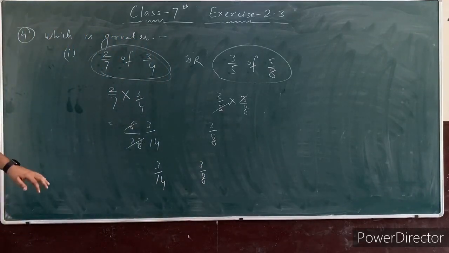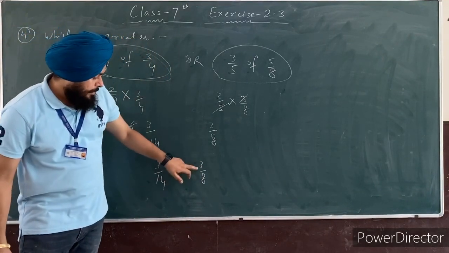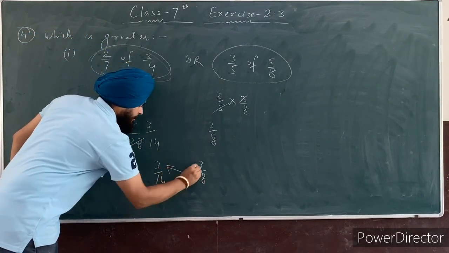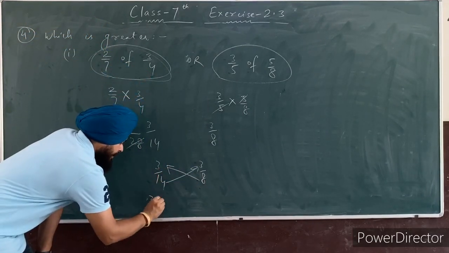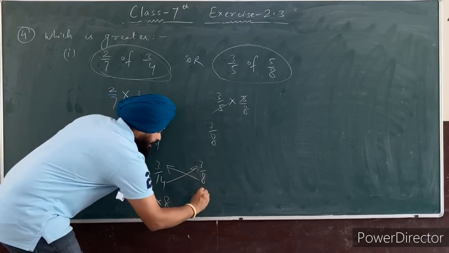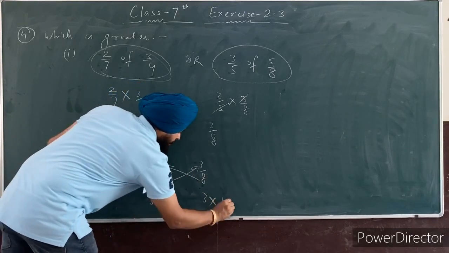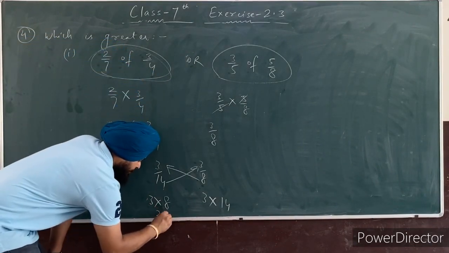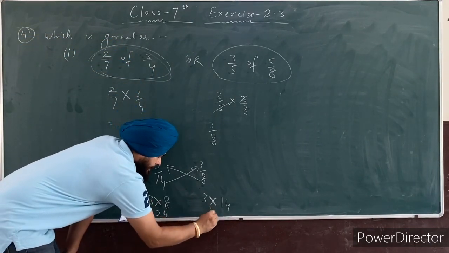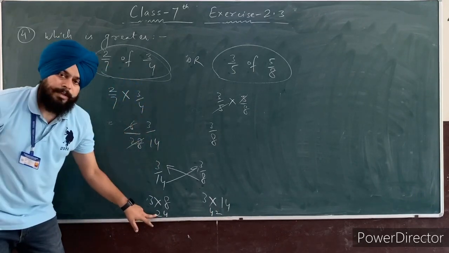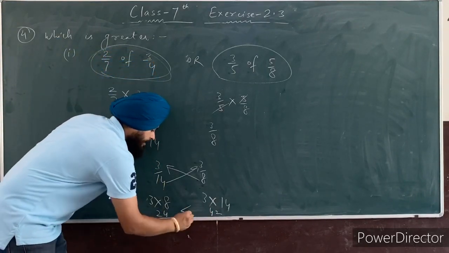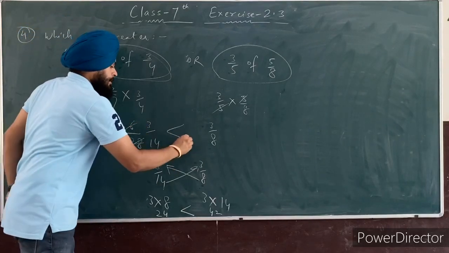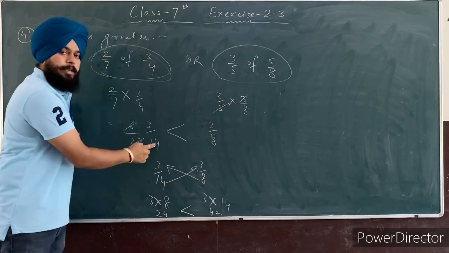Now we have to check which one is greater, 3 by 14 or 3 by 8. So you have to do cross multiplication. This 3 multiplied by 8 and this 3 multiplied by 14. Now 3 8s are how much? It is 24 and 14 3s are 42. So which one is greater, 24 or 42? 42 is greater. So which fraction is greater? 3 by 8. So 3 by 8 is greater than 3 by 14.